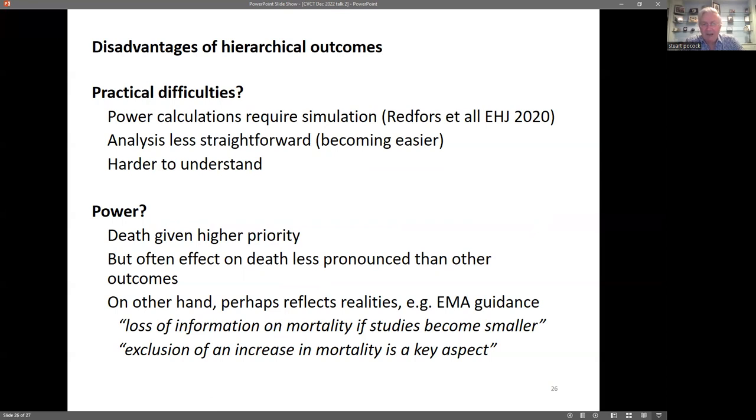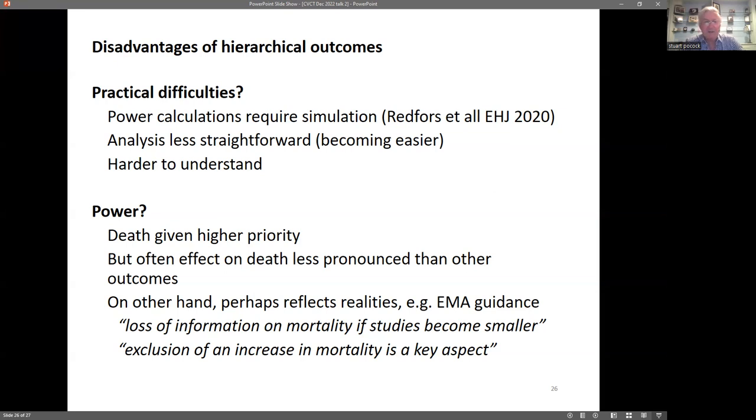Power may suffer if death is given a higher priority but there's no effect on death, because then you'll be diluting the ability to see treatment differences. On the other hand, regulators say looking at mortality is terribly important, and exclusion of any mortality signal would be a wrong thing to do.